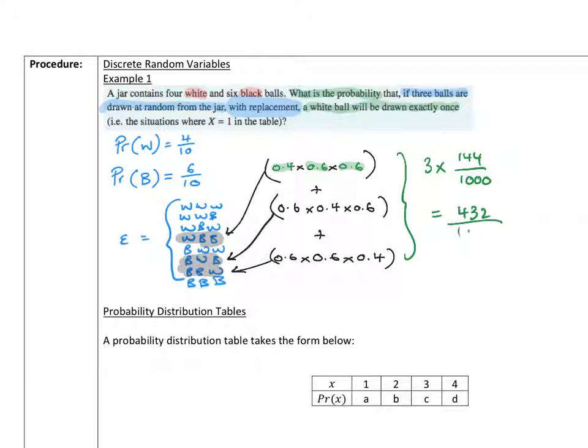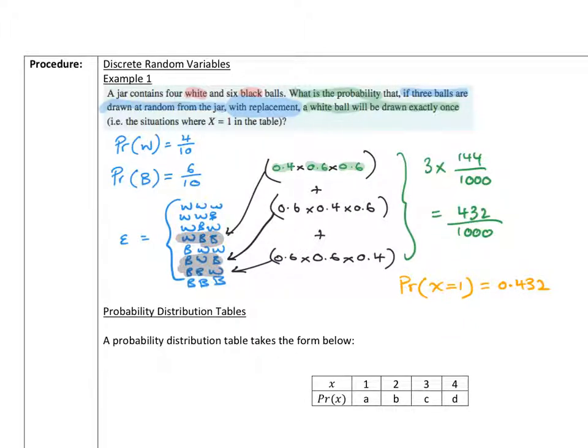432 out of 1,000. It's really important that we bring context to our answer, and we can see in the question that it gave us the situation where x equals 1, so assuming that x is the number of white balls that have been drawn. So to put this back in context, we'd say the probability of x equals 1 exactly is equal to 0.432.